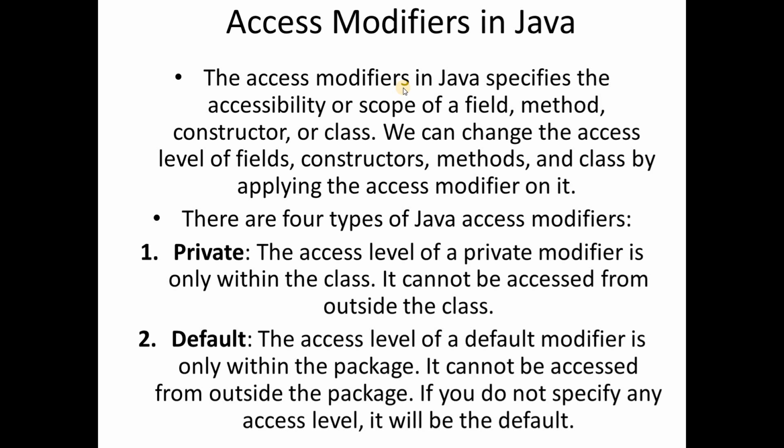In Java, there are four types of access modifiers, namely private, default, public, and protected. So one by one, we will study our access modifiers. So let's see.